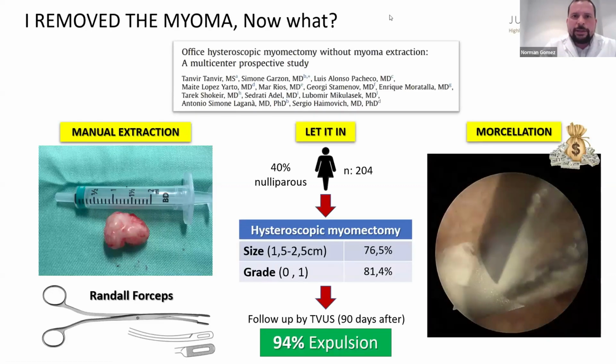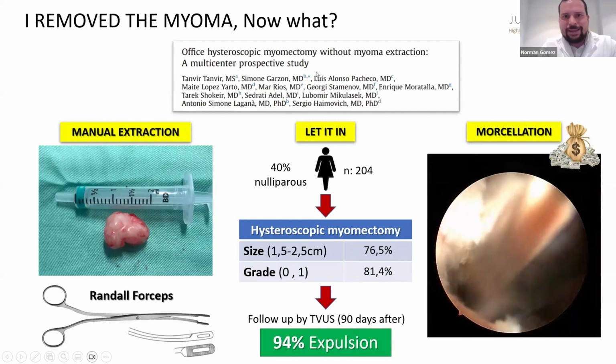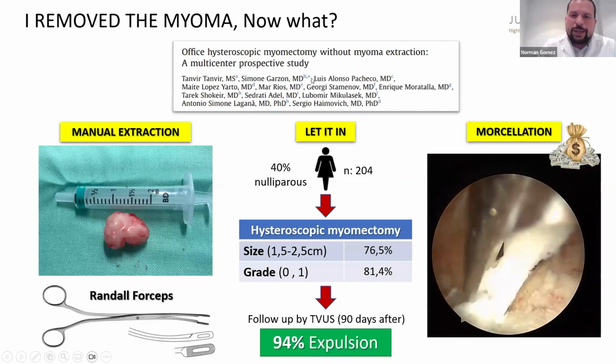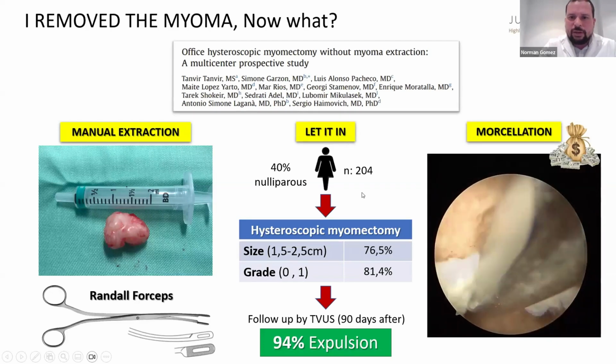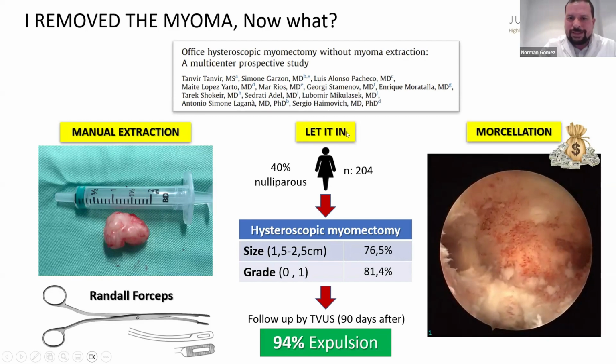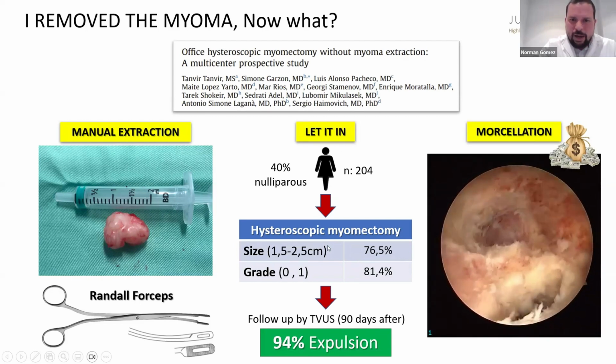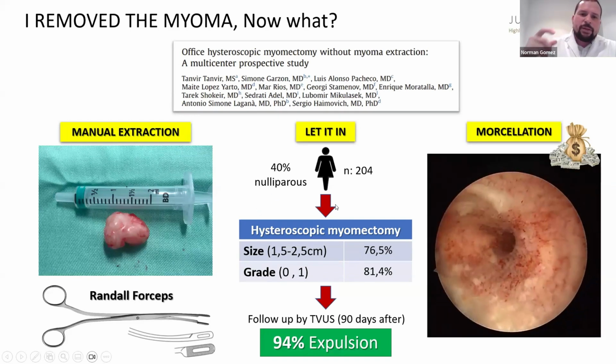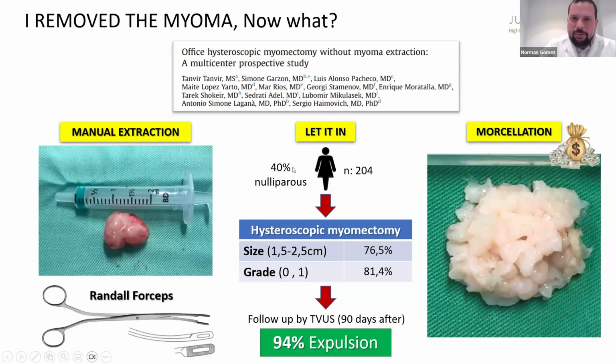And at the end, there's a publication, a multicentric study, that tells us that you can leave the fibroid inside the uterine cavity, with this size of the fibroid and the grade of the fibroid, after the myomectomy. In 40% of nulliparous patients, we checked the uterine cavity again 3 months after the surgery, and they had a 94% expulsion rate after the surgery.